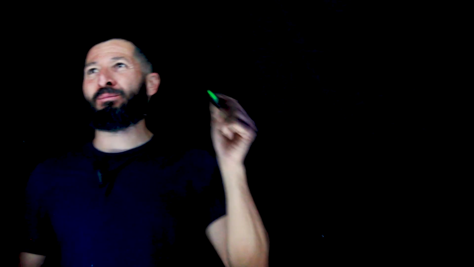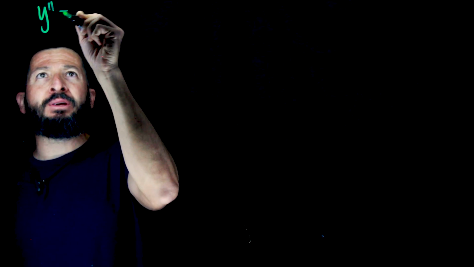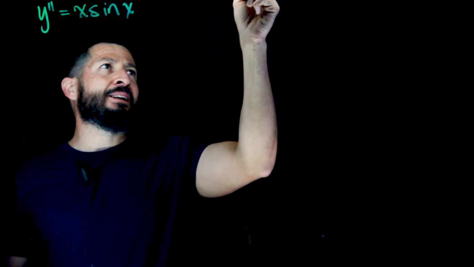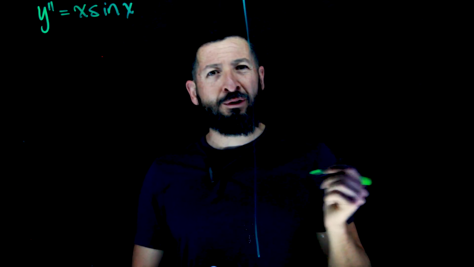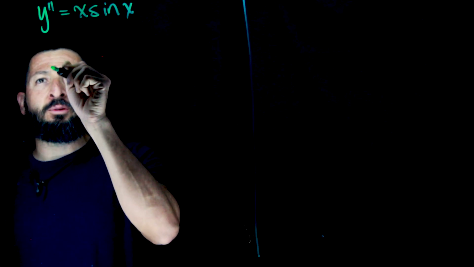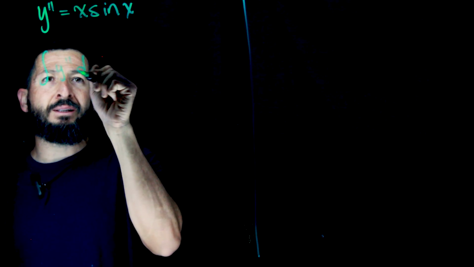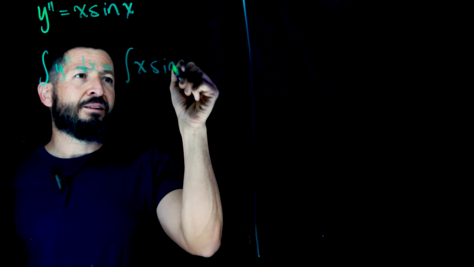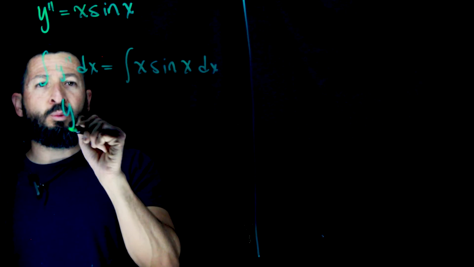So let's go ahead and start with the problems for the review. We're going to start with y double prime equals x sine x. Problem 1 is just verifying that a given function is a solution. I don't think I'm going to do that one because it's very straightforward. So the first thing we're going to do is an integral. So the integral of y double prime dx is going to be the integral of x sine x dx, and this is just going to give us y prime.